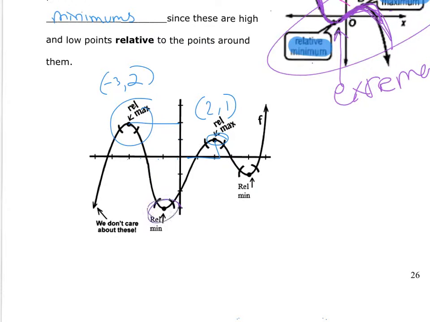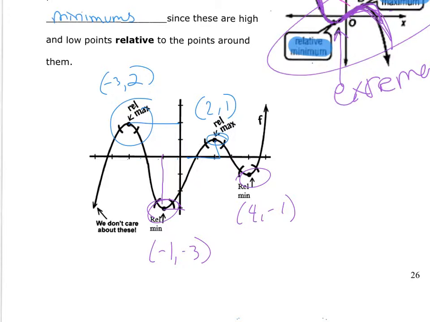I have relative mins down here where the graph turns around at the bottom. So this guy would be at -1, -3. And this one over here, 1, 2, 3, 4, would be at 4, -1. Remember, pause the video as you need to write some of this stuff down.